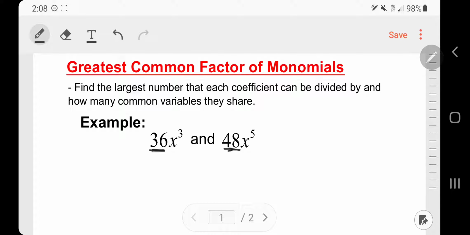Now we know we could divide them by, say, 2 or 4 or 6. But the greatest number between those two would actually be 12. So 12 is going to be that common factor between 36 and 48.